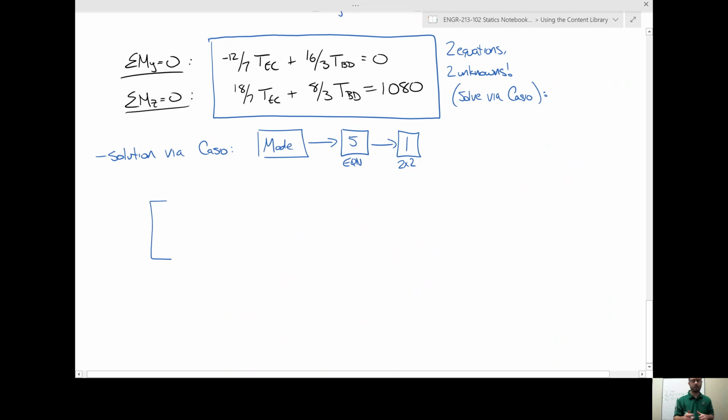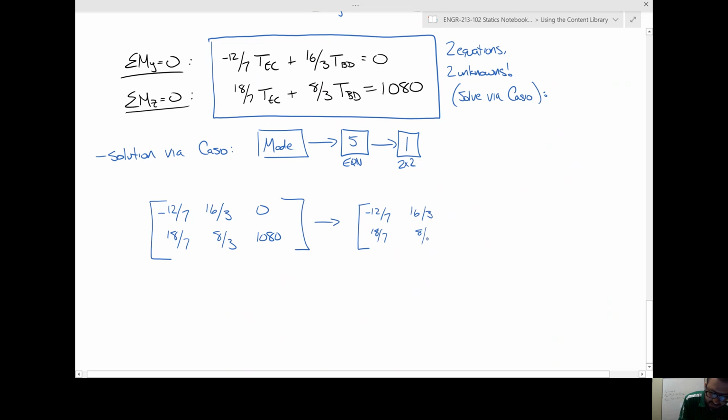So, what the Casio is asking for is this box of equations right here, but it's asking for them in matrix form. And so what I do is I just enter the coefficients and the constants as they're written. So minus 12/7, 16/3, 0, 18/7, 8/3, 1080. Okay. Now, what the Casio interprets this as is minus 12/7, 18/7, 16/3, 8/3.